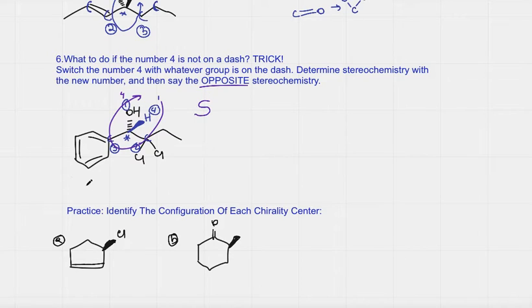So let's just go over this problem again. If your lowest group, your group number 4, is not on a dash, what you do is you switch it with the group that is on a dash. Then you connect 1 through 3. So I connected 1, 2, 3, and it's going in a clockwise direction. But then what you're supposed to do is say the opposite of the stereochemistry. So if it would be going this way, that would be R, but I'm saying the opposite stereochemistry. So I assigned it the configuration of S.